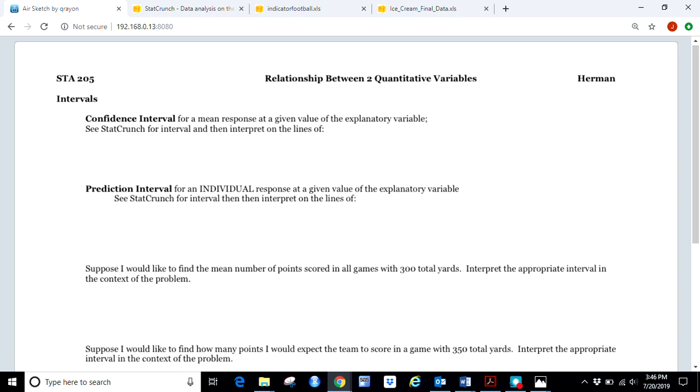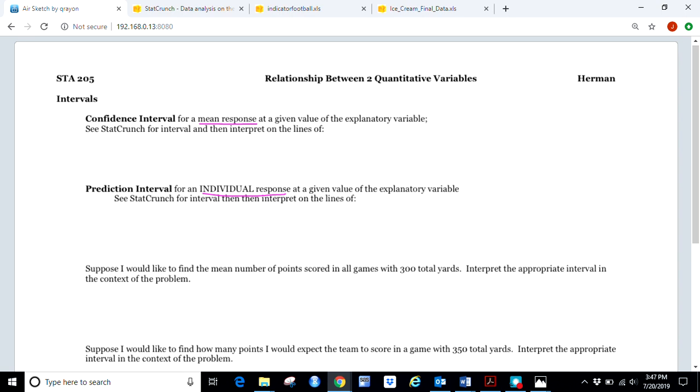Now, the biggest difference between a confidence interval and a prediction interval is the goal of what you're trying to put that interval on. The goal for a confidence interval is to put an interval on the mean response, versus a prediction interval's goal is looking at an individual response. So an example of what I'm talking about here.